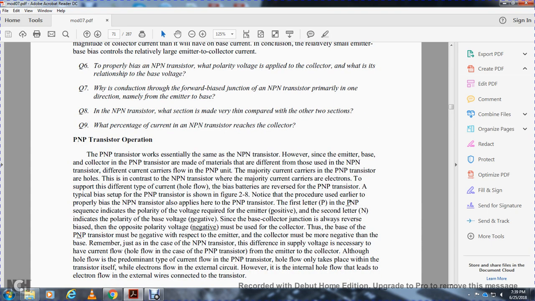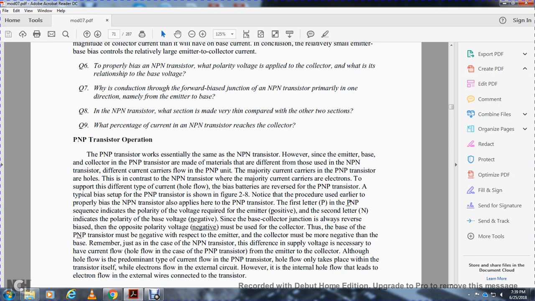PNP transistor operation. The PNP transistor works essentially the same as the NPN transistor. However, since the emitter, base, and collector of the PNP transistor are made of material of a different type from those used in the NPN transistor, different currents flow in the PNP unit. The majority current carriers in the PNP transistor are holes, in contrast to the NPN transistor, where the majority current carriers are electrons. It is a different type of current carrier, but the holes flow.